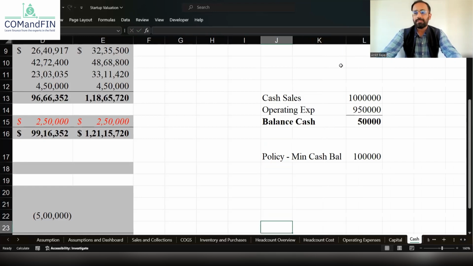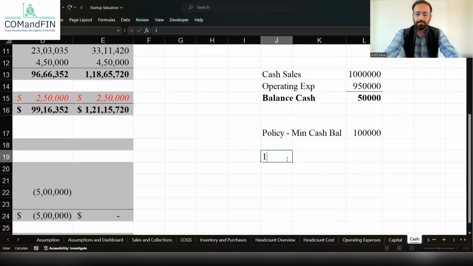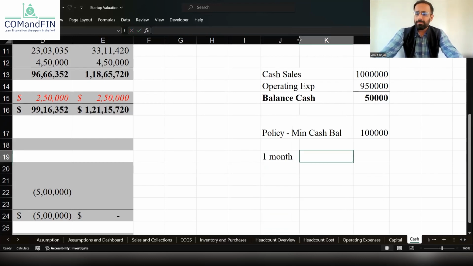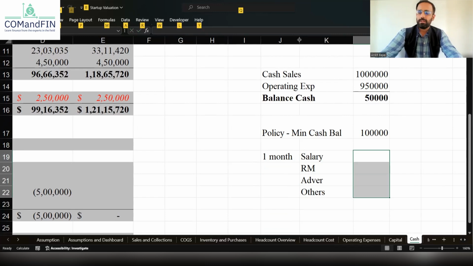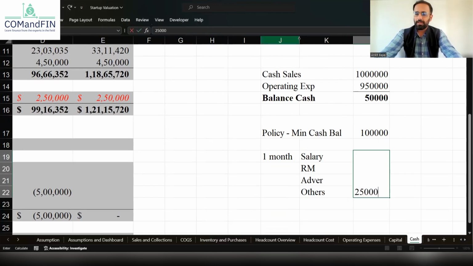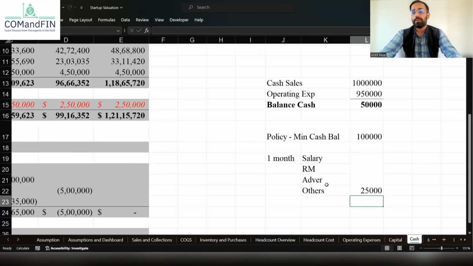Let's suppose, in a simple example, you are running a business, and in a month you incur some operating expenses. You pay the salary of your employees, you pay for raw material, you pay for advertisement of the business, and you incur a lot of other expenses. In total, you spend somewhere around, let's say, 25,000 every month.